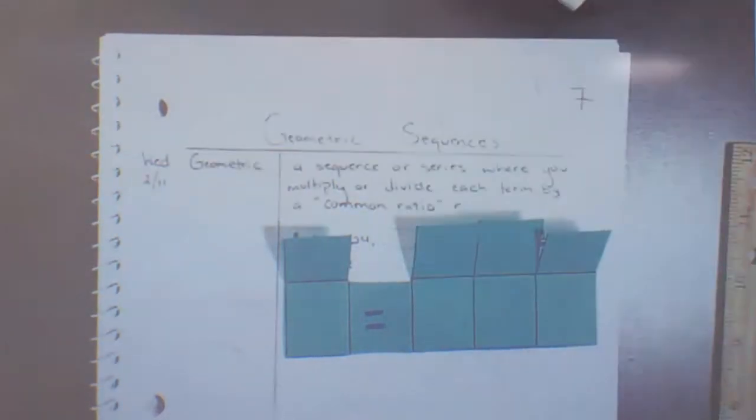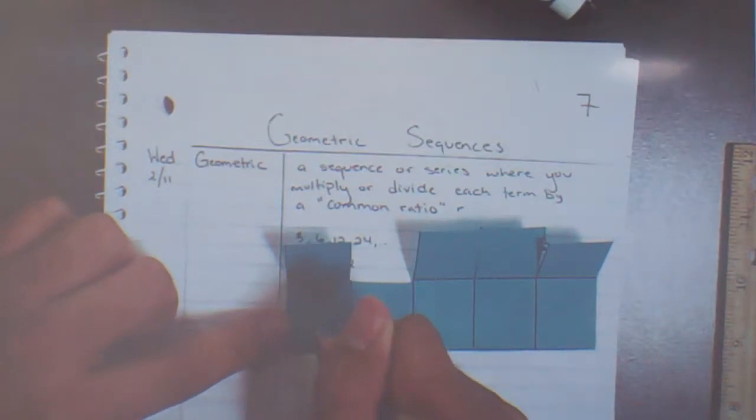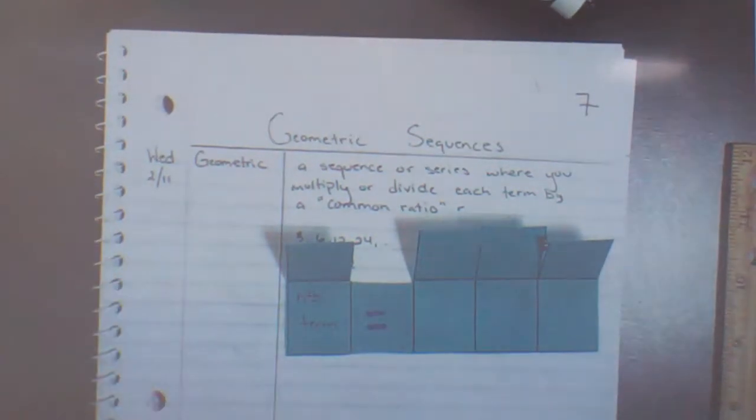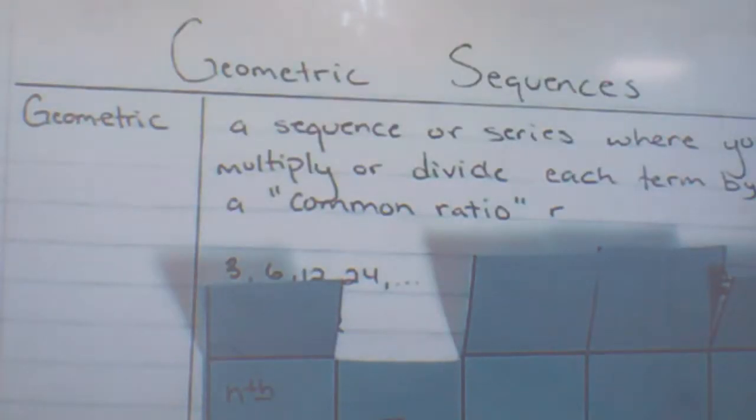Alright, a sub n represents the nth term. You guys see that? Now, right over here, a sub 1 represented the first term.